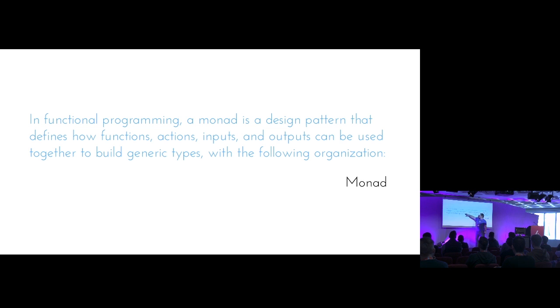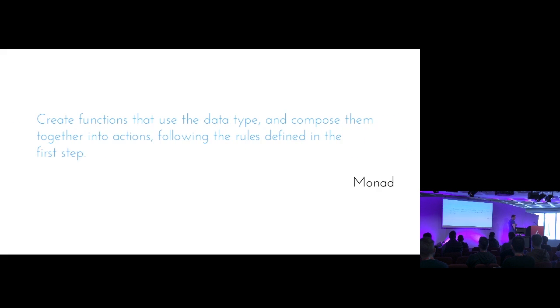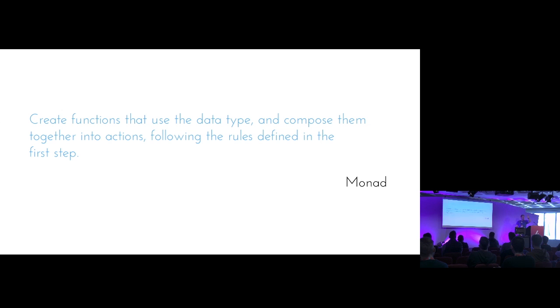I have functions, actions, inputs, and outputs that can be built together to form a generic type with the following organization. 1, define a data type and how values of that data type are combined. Here's a type, and here's how this stuff works together. And 2, create functions that use said data type and compose them together into actions, following the rules. So basically a monad is, if you're a functional person, like you would throw a tomato at me right now. So I get that. Functions are basically like objects that do stuff, right? But way more complicated than that, but not really.